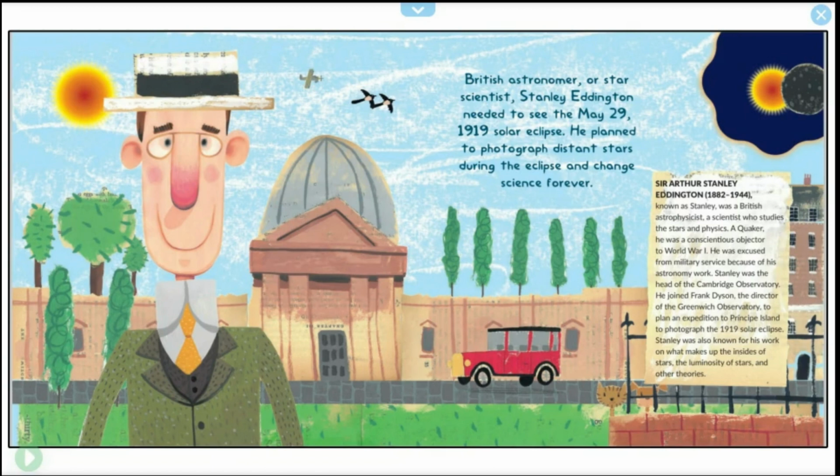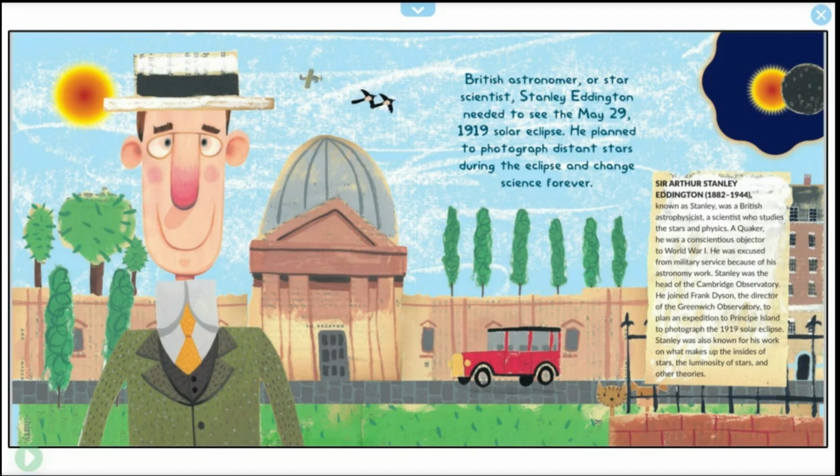Sir Arthur Stanley Eddington, 1882 to 1944, known as Stanley, was a British astrophysicist, a scientist who studied the stars and physics. A Quaker, he was a conscientious objector to World War I. He was excused from military service because of his astronomy work. Stanley was the head of the Cambridge Observatory.